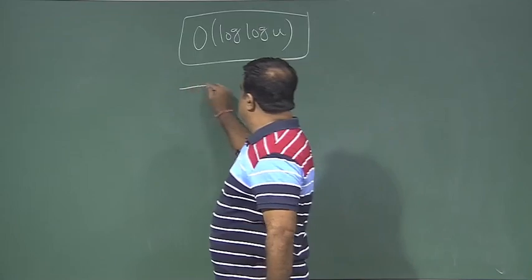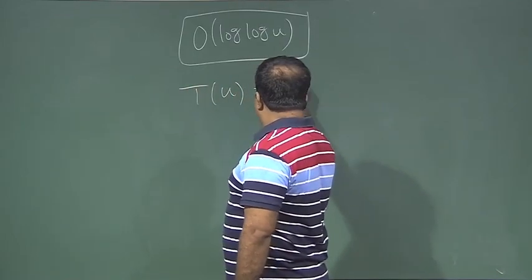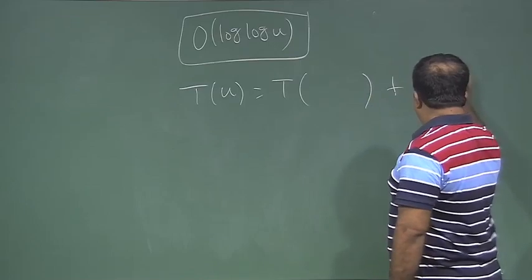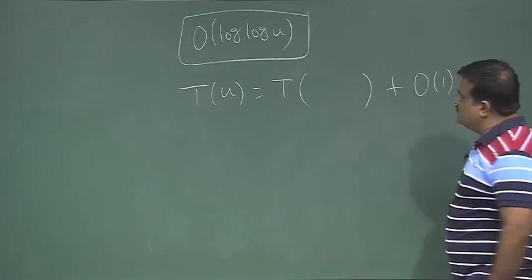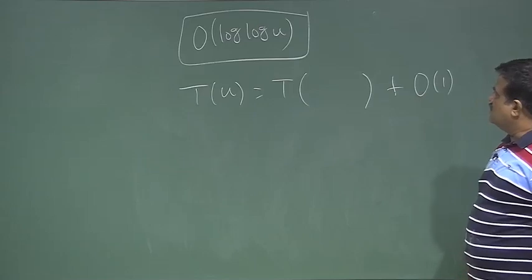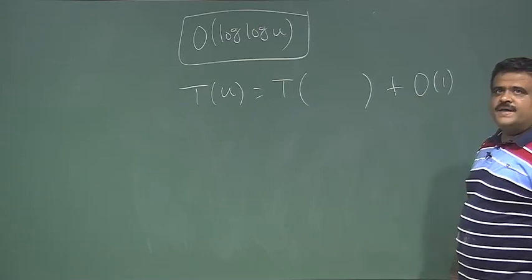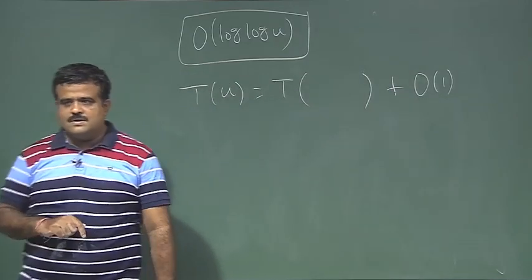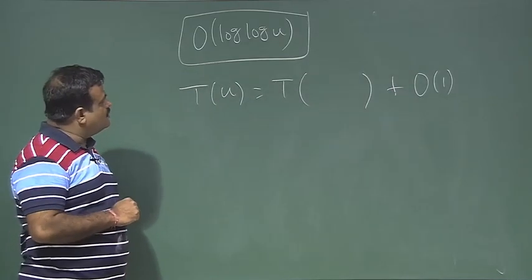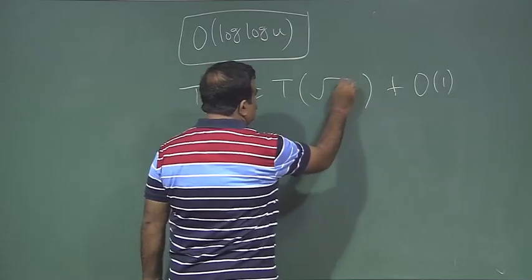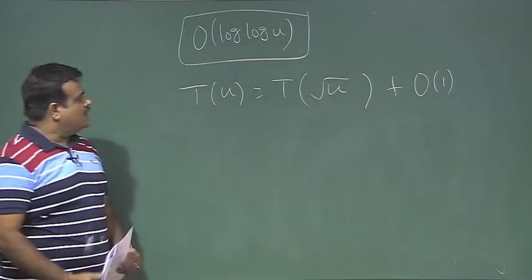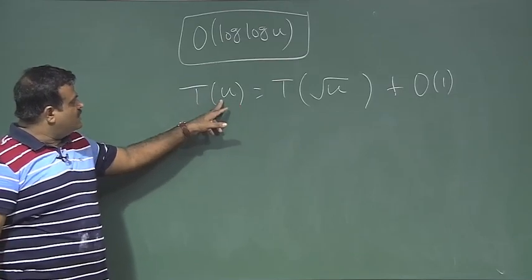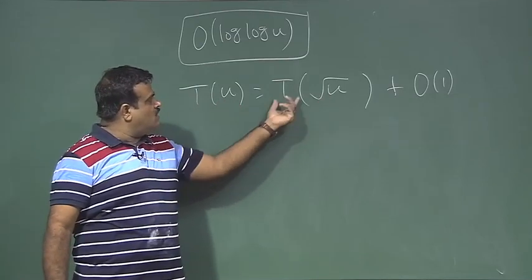Like T of u equal to T of something plus order of 1. Can you suggest this so that we can get order of log u? Any recurrence will have this solution? Just think about it. So, if you put just root u, then we just replace root u by log u, then this is log u, then half will come out.